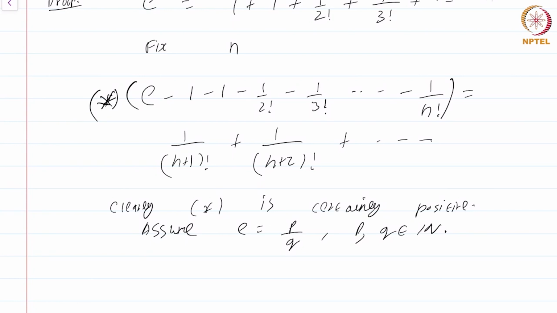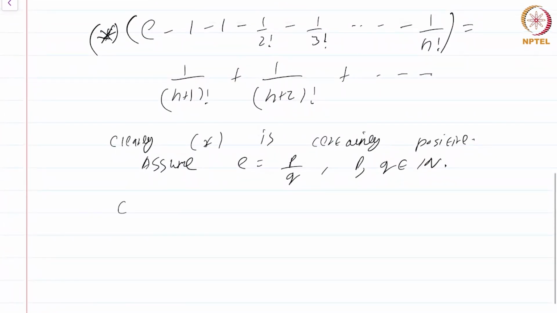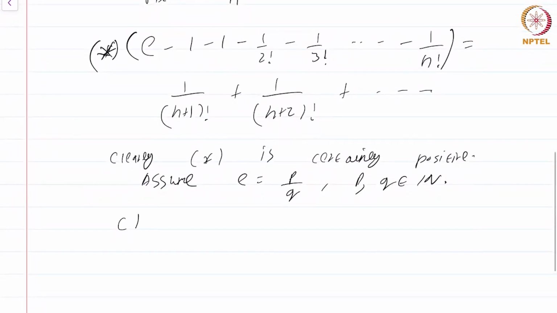Okay, now choose, we had fixed this n, right? Now choose n to be greater than q. Okay, the same manipulation obviously holds. I had fixed n, I'm just choosing that fixed n to be a quantity that is greater than q. Of course, I can do that.